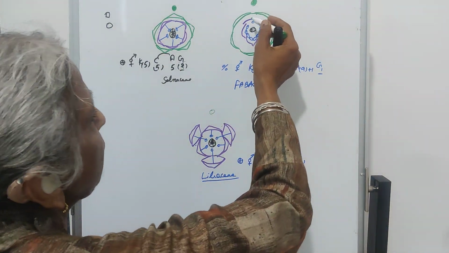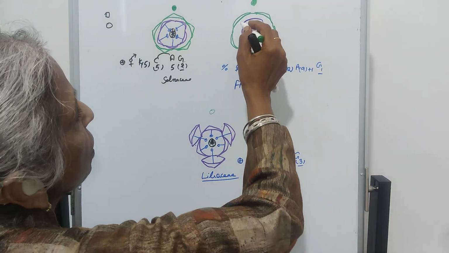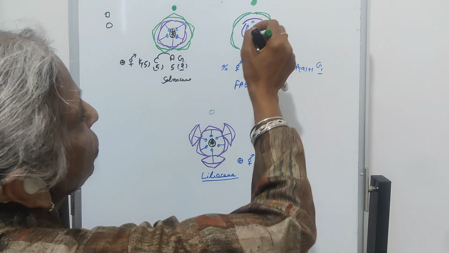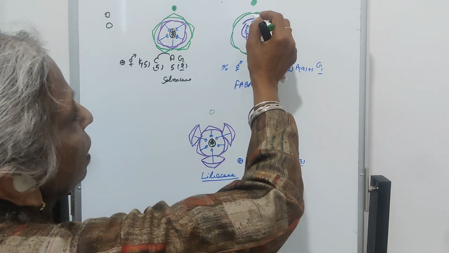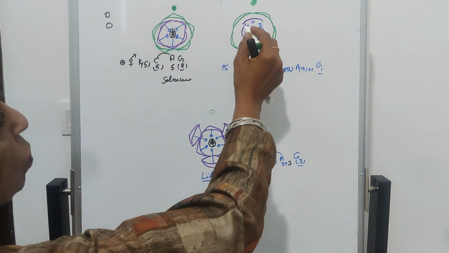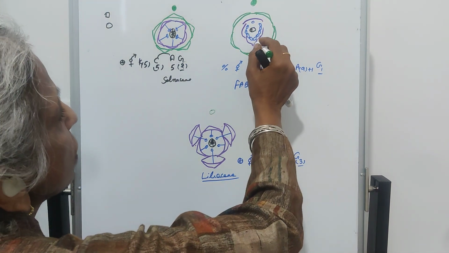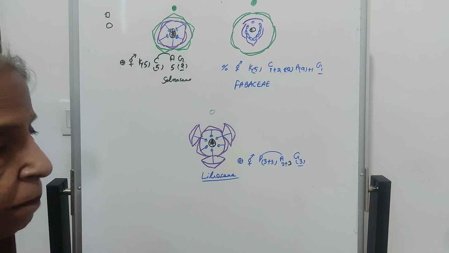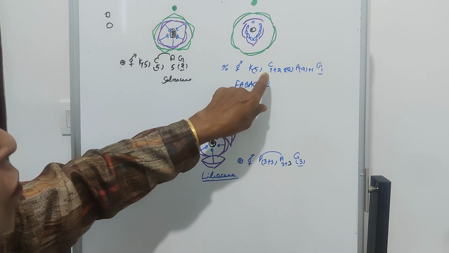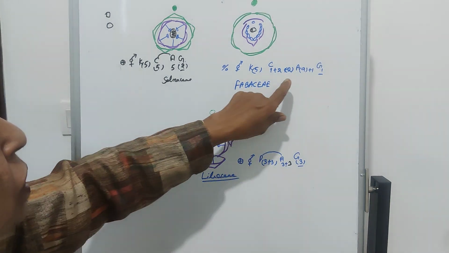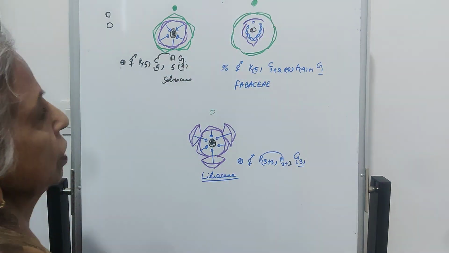Next whorl is of petals, that is corolla. 5 petals are there. In this case, the petals are of different shapes. One large petal is called the standard. It encloses 2 other petals which are called the wings. The wings enclose another 2 petals which are called the keel. This keel is fused. So it will be written as 1 plus 2 plus (2) with the last 2 within brackets. So this represents the corolla.